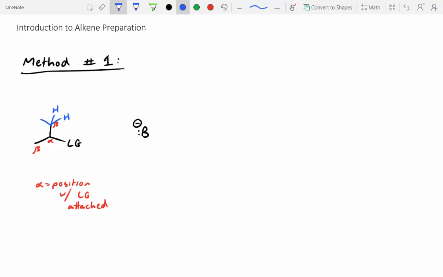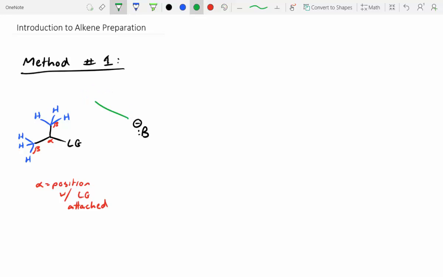So we've got beta protons right here in blue. Or we could also identify beta protons over here. Does it really matter which one we pick? Not really, they're equivalent. So in this case, what's going to happen is your base is going to go and grab a beta proton.